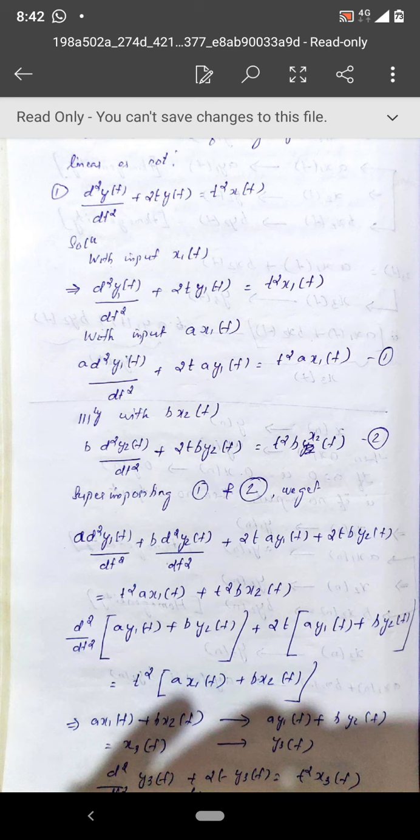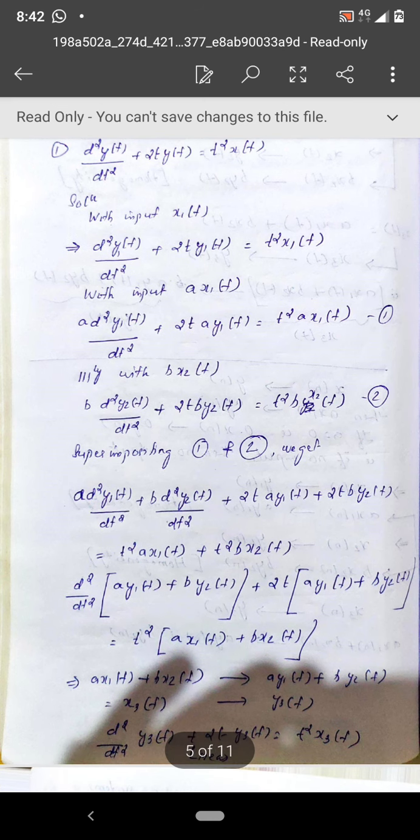That is, you apply inputs one at a time. First time you applied a x1 of t, second time you applied b x2 of t. Then you superimposed, that is, then you added. Then you mix the two signals, which were independently applied earlier, so that you get a new signal.